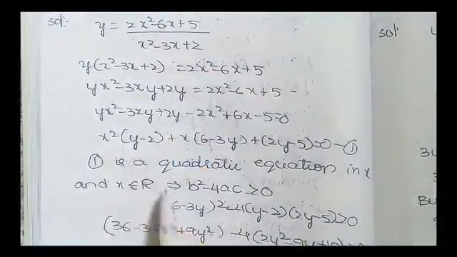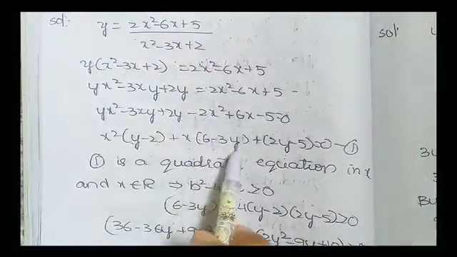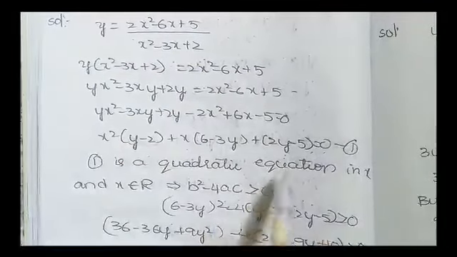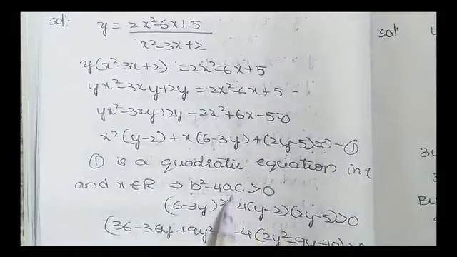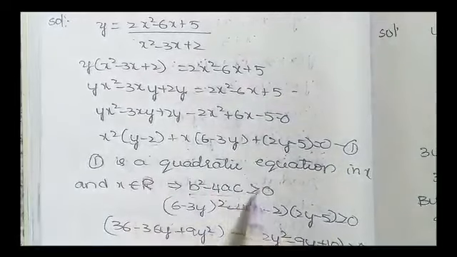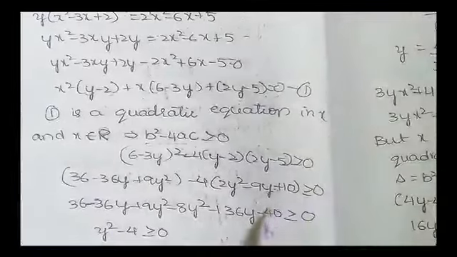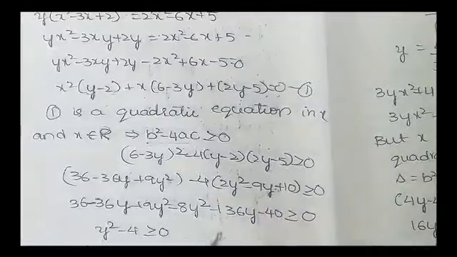Here in this quadratic equation, a value is y minus 2, b value is 6 minus 3y, c is 2y minus 5. Substitute in this, b square minus 4ac. So the given x belongs to real, and real in the sense greater than or equal to 0. So substitute the values. So finally you will get a quadratic equation.